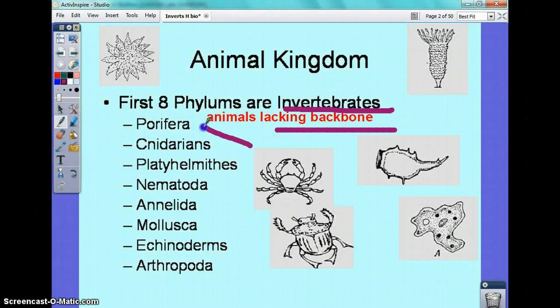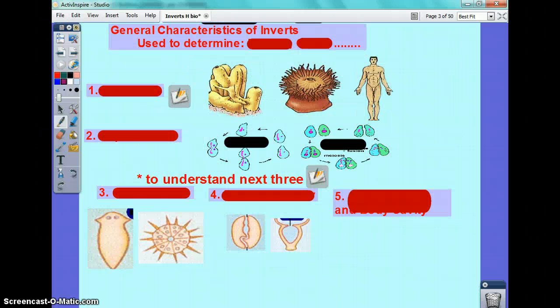Porifera. Cnidarian. Platyhelminthes. Nematoda. Annelida. Mollusca. Echinoderms. Arthropoda.